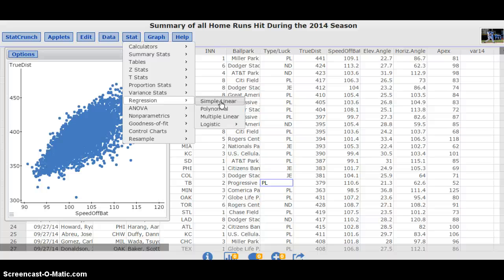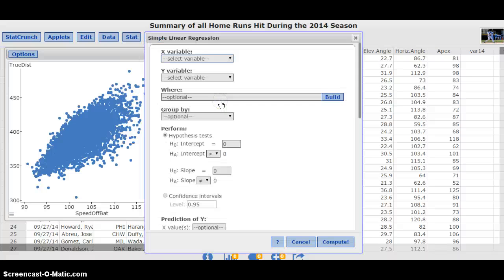Multilinear just means that you're using more than one explanatory variable, which in this case would probably be beneficial, right? Think about the angle that the ball comes off of the bat, where the ball apexes, which is the other column that you see here. But for right now, for the purposes of this, we're just going to do simple linear.